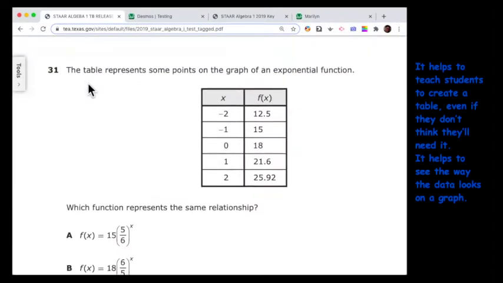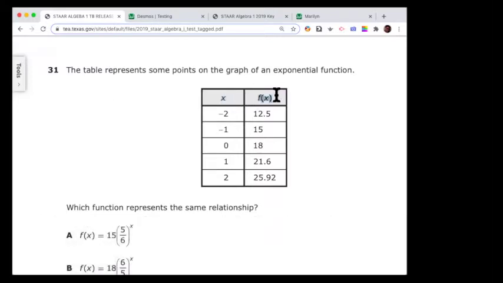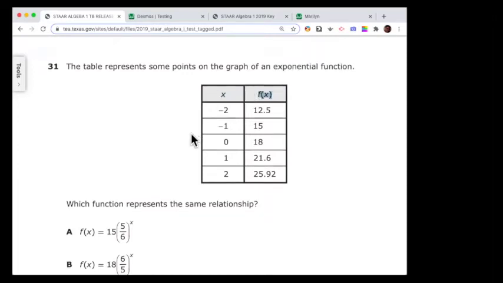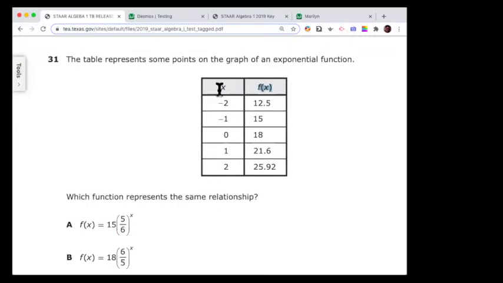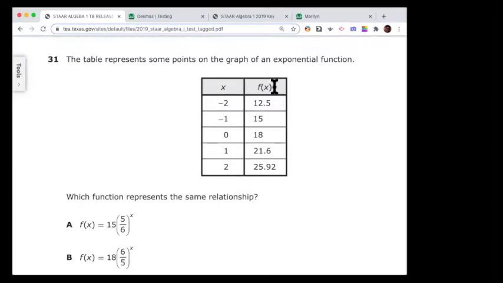The table represents some points on the graph of an exponential function. It's also a table question. So the first two questions are going to be table questions. And this one shows clearly that the x is on the left, y is on the right. It usually will be, but make sure that you read the table correctly, and that it is in fact x and y. And function of x, as we have said before, is represented as y, or y is represented as f of x. So that's your y column.